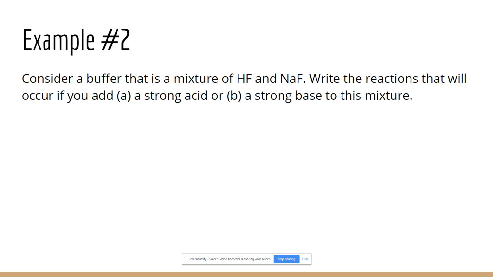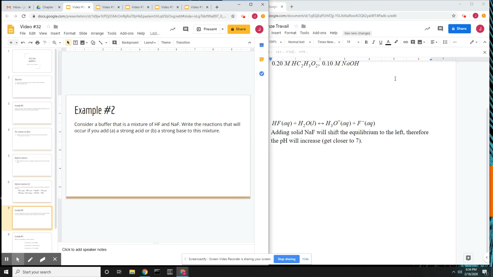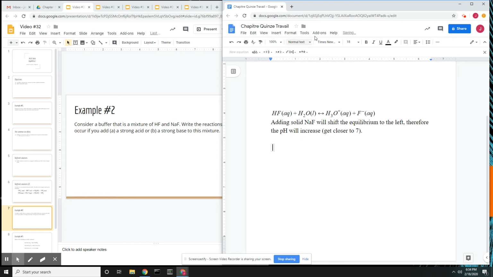Pause here. Okay, I will work through this. So for the first one, I'm adding a strong acid. It doesn't really matter what it is because I'm really just adding H3O+. This is going to react with the F-, which is the conjugate base. And that will form HF, a weak acid, and H2O. And then for the strong base, again, it doesn't matter which strong base I'm reacting. It's probably sodium hydroxide or something like that. This is going to react with HF, and it will form water as well as F-.